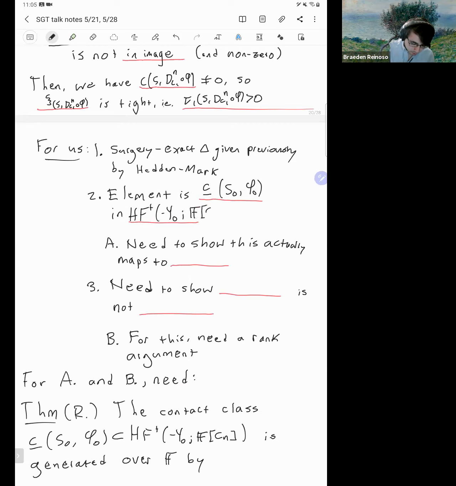And instead of F coefficients, we're going to use F[C_n] coefficients, where C_n is a cyclic group. So it's some group ring of some cyclic group over F. And so since this is something slightly different, we need to fill in the details to show that this actually does map to the contact invariant that we want, which is just going to be the same one as before, where you add some Dehn twists along your first boundary component.